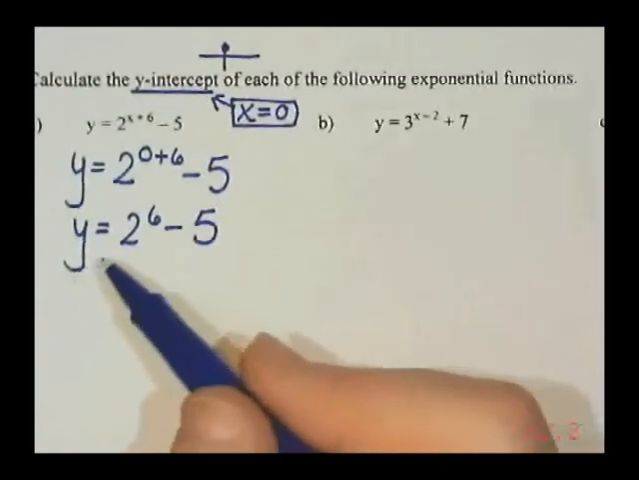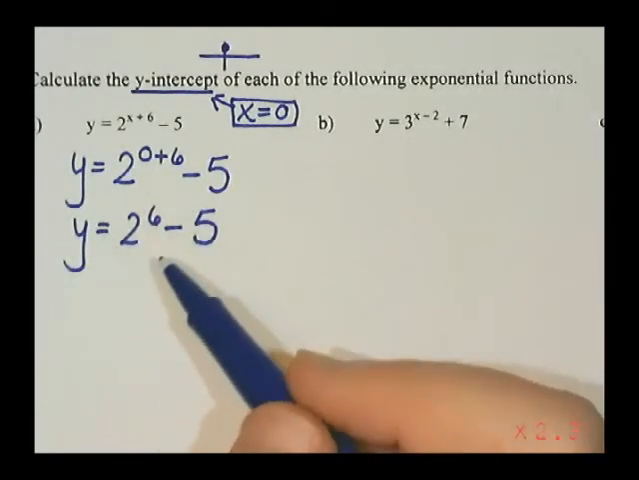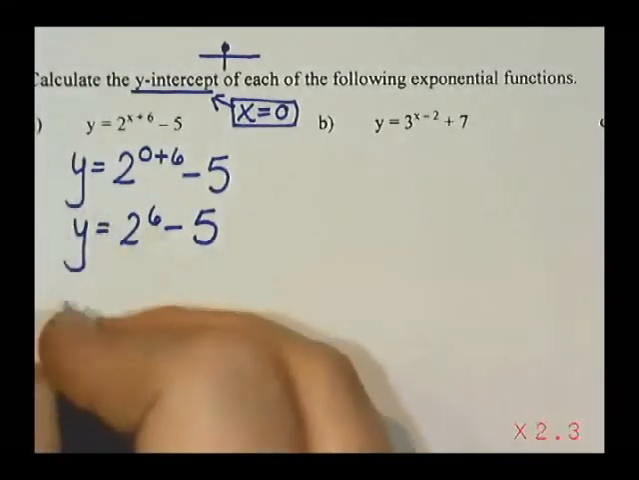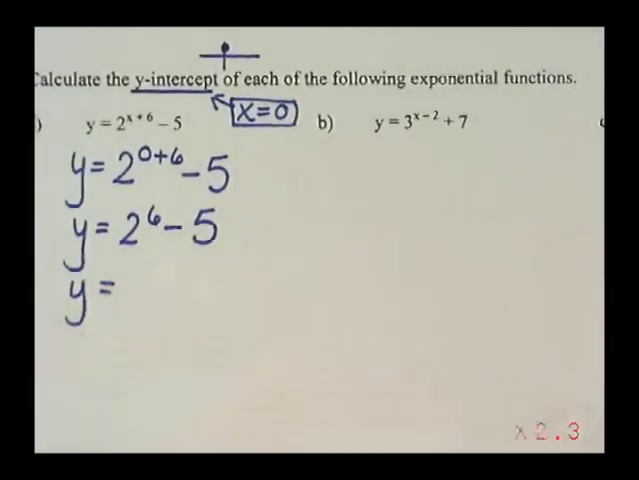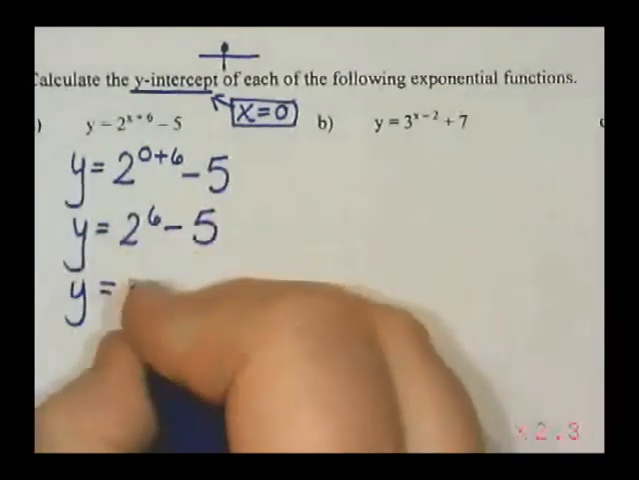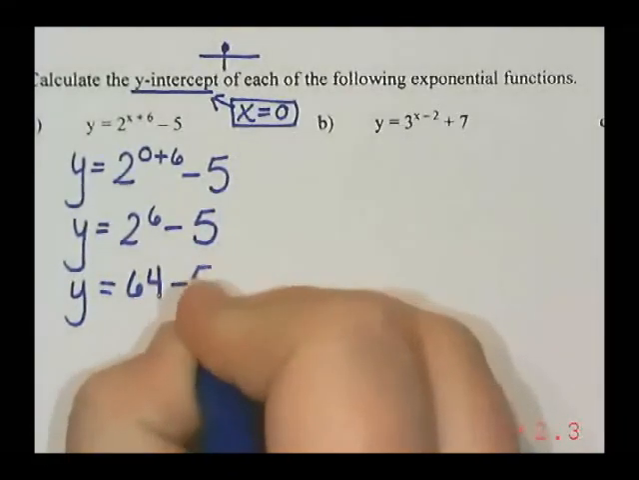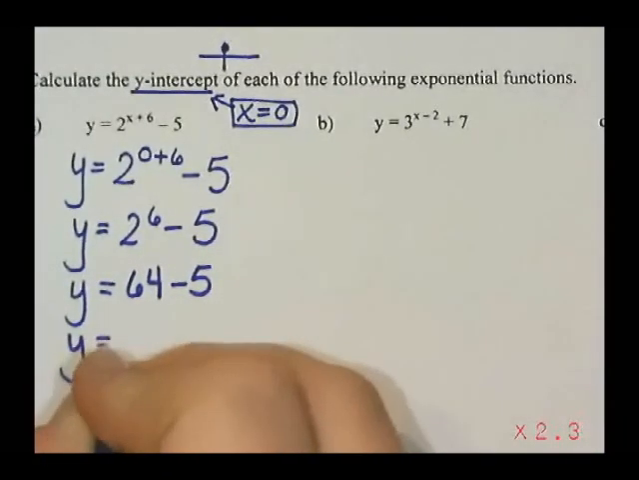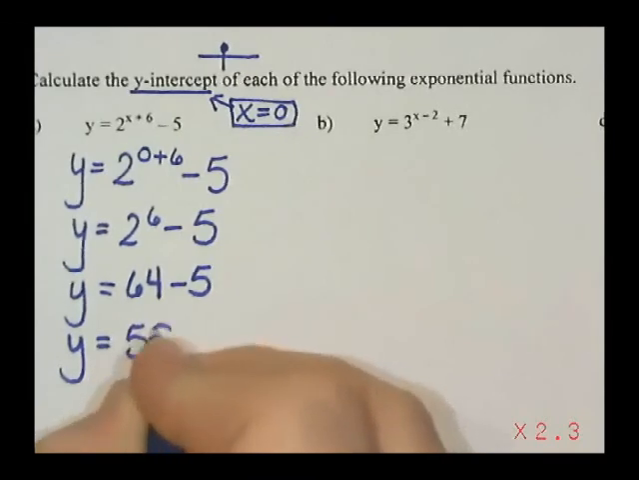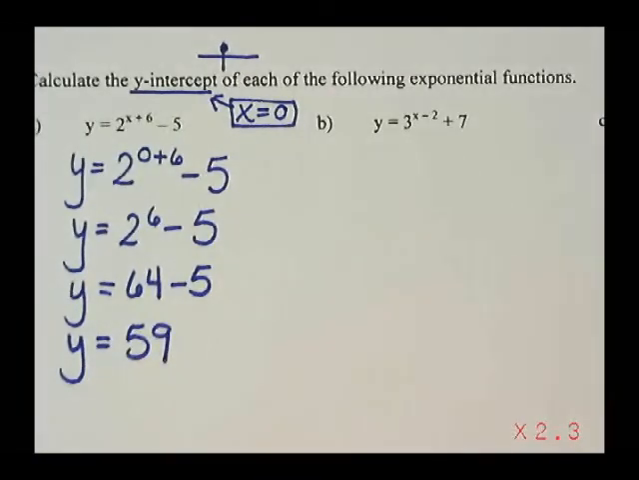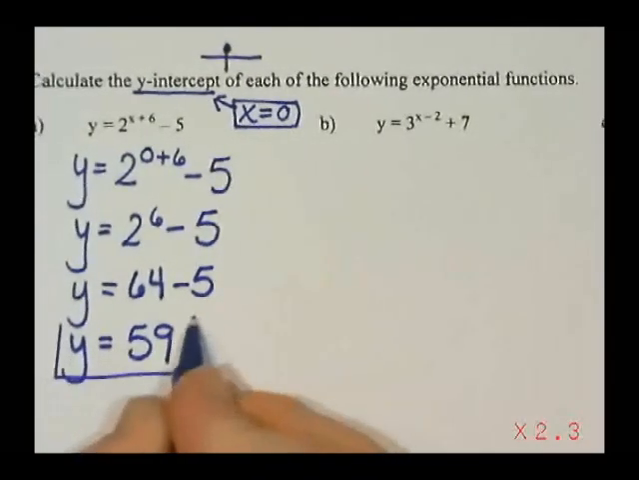And then I'm going to evaluate my exponent next, 2 to the power of 6. You can use your power sheet for that, or you can use your calculator. 2 to the power of 6, I believe, is 64. Yep. And 64 take away 5 is 59. So the y-intercept of this function is going to be at 59.